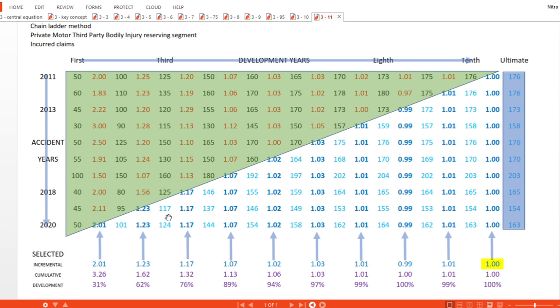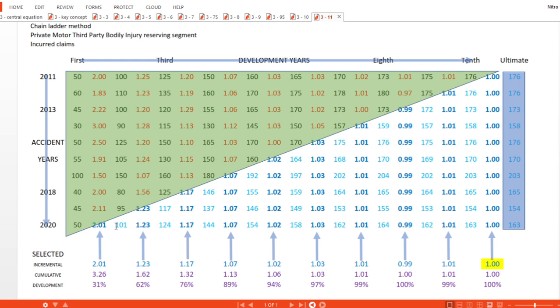We can now use those link ratios to complete the expected development data in the bottom right of our triangle. So, the 2020 accident year moves from 50 incurred at the end of the first development period to an expected 101 units incurred at the end of the second development period, and so on and so on. Note how the first link ratio only impacts the newest origin period.